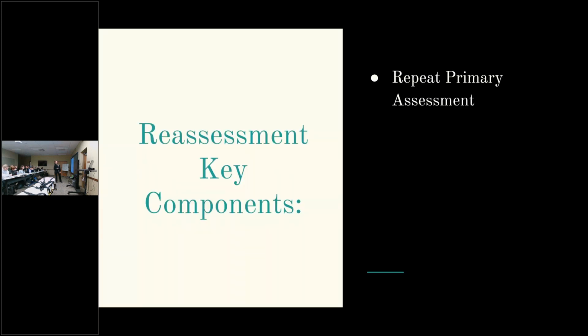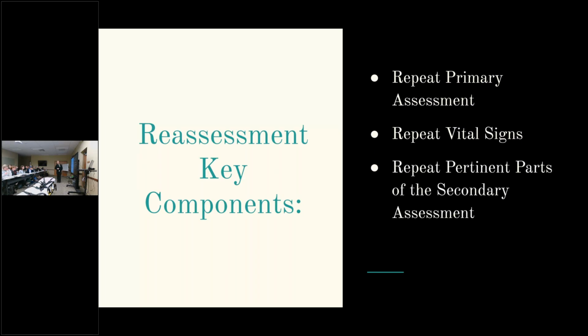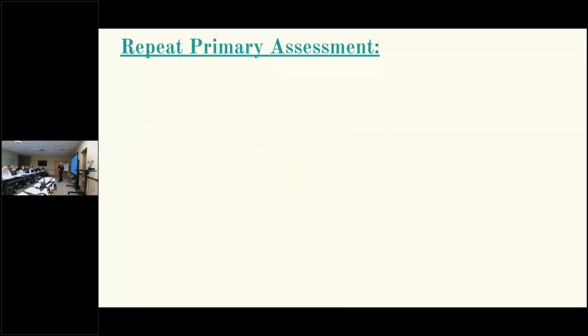Okay, key components of reassessment are repeating your primary assessment. Their airways can close. Maybe they spring a leak somewhere and now they have hemorrhaging, or their heart stops beating. We have to reassess those things. We want to repeat the vital signs several times throughout the call. We want to repeat the pertinent parts of the secondary assessment. So, if we find something that's pertinent, we want to reassess that and see if our interventions have worked. So that's number 4, check our interventions.